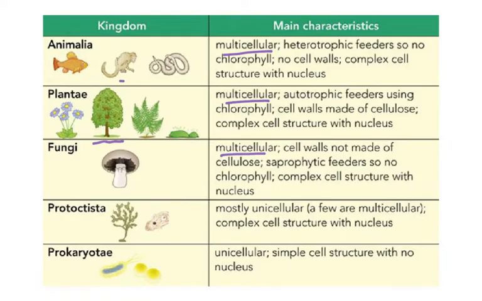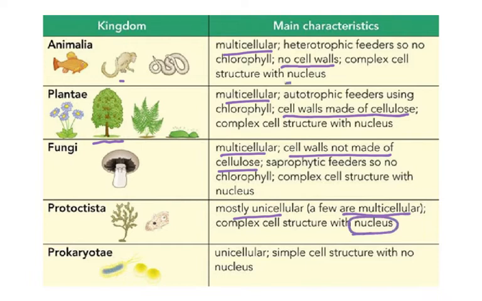The more important thing is that in animals there are no cell walls. In plants the cell walls are made up of cellulose. And in fungi the cell walls are not made up of cellulose, but of chitin, which is chemically different. Now protoctists, look, are mostly unicellular, a few are multicellular. They have complex cell structures, but they have a proper nucleus.